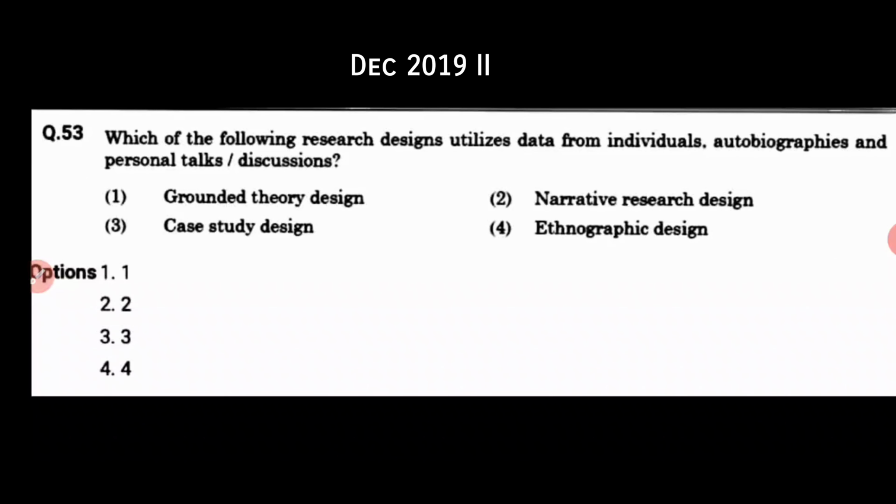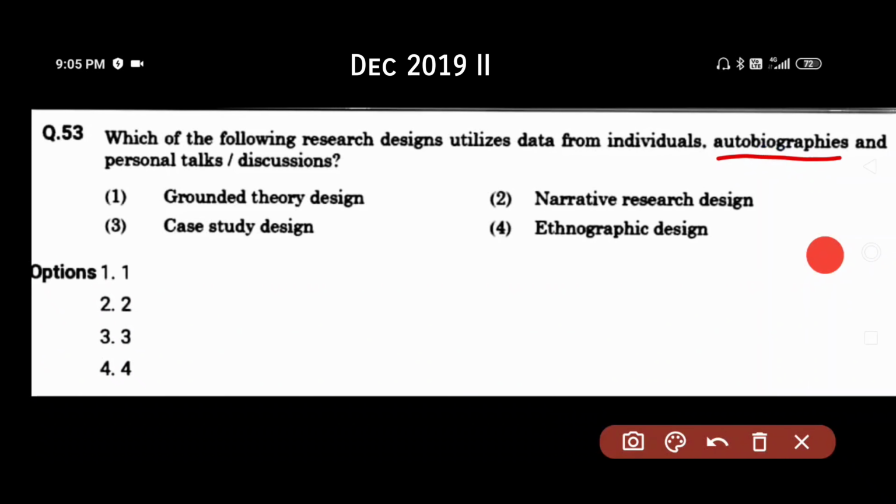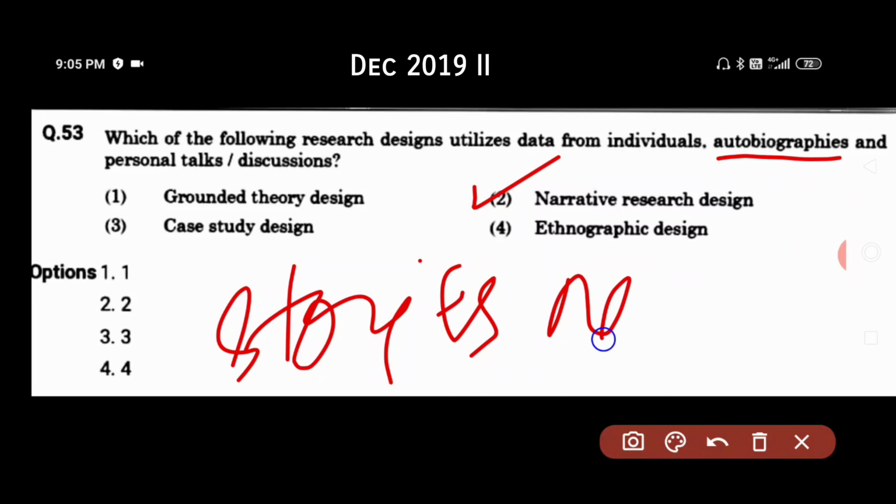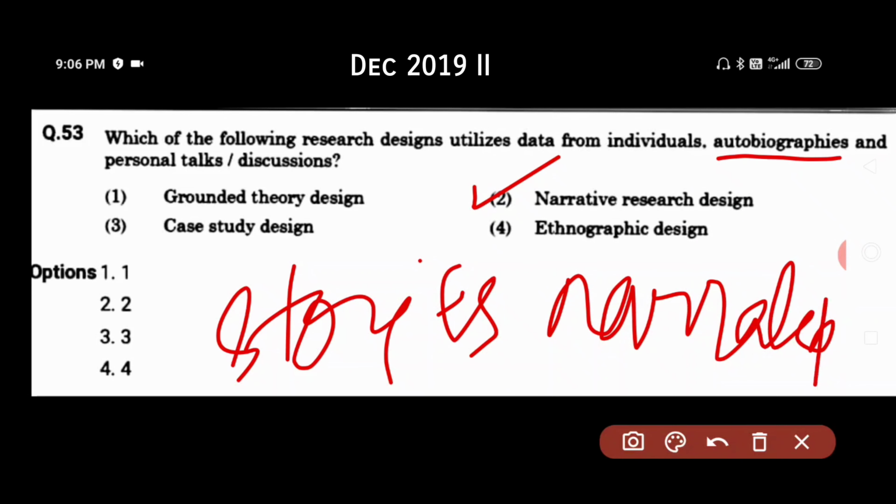Which of the following research designs utilizes data from individuals, autobiographies, and personal talks or discussions? Grounded theory, narrative research design, case study, or ethnographic? So the key word here to note is autobiographies. So what is an autobiography? It is basically a life story of a person narrated by that person himself. So our answer will be narrative research design, as narrative research design focuses on the stories narrated by the concerned individual. Okay?